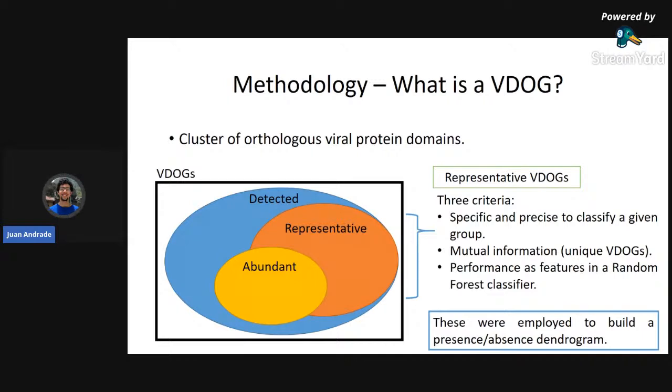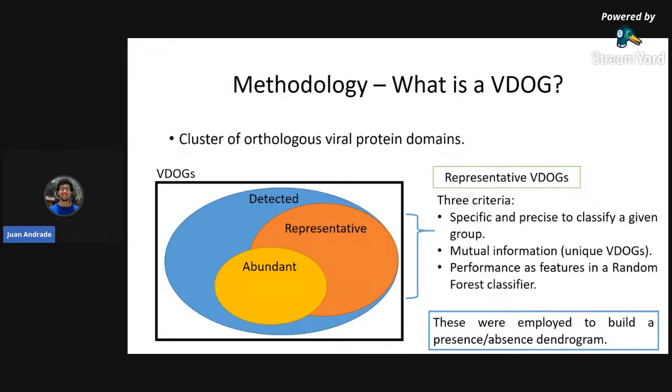And if they are unique and specific and precise for that group, then if you plug those VDOGs as features in a random classifier aimed at determining which proteomes belong to that specific clade or not, they should yield a good result as well. So we determine which VDOGs satisfy these criteria. We label those as the representative VDOGs of the order Herpesvirales.